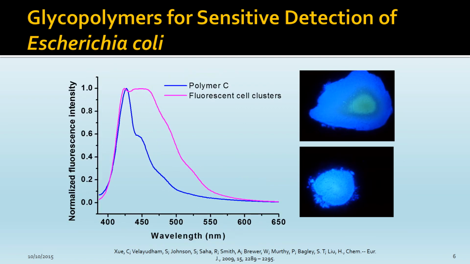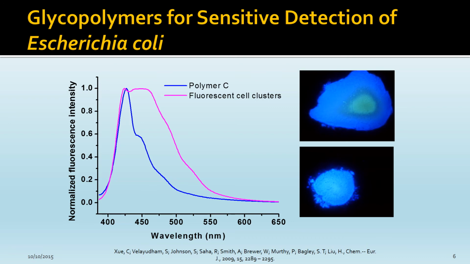In the next one, we see the normalized fluorescence intensity of polymer C alone, which has an emission peak maximum at 425 nanometer, whereas the fluorescent cell cluster of polymer C with the Escherichia coli has a broad emission peak starting from 425 to 470 nanometer. This redshift is due to the aggregation of polymer C with the Escherichia coli bacteria.